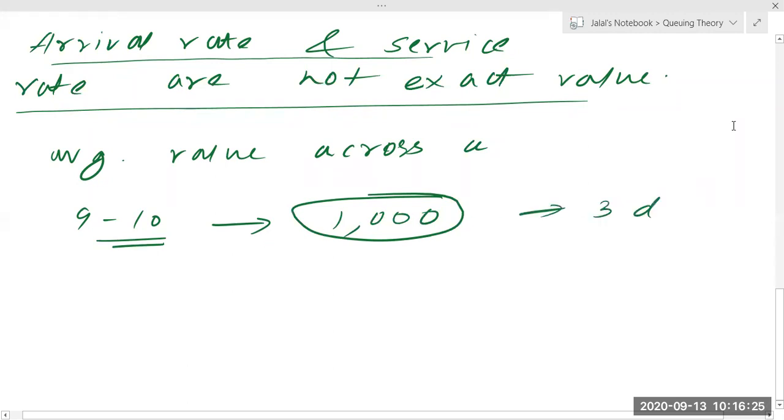I think there is someone in the chat. I think nothing as such.